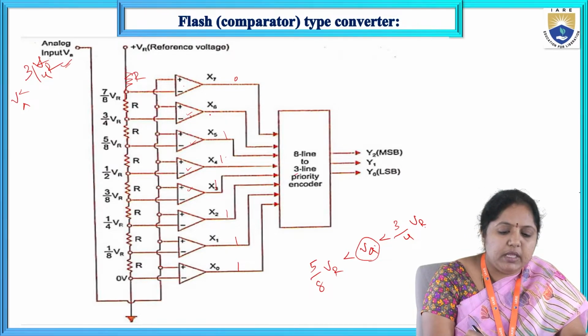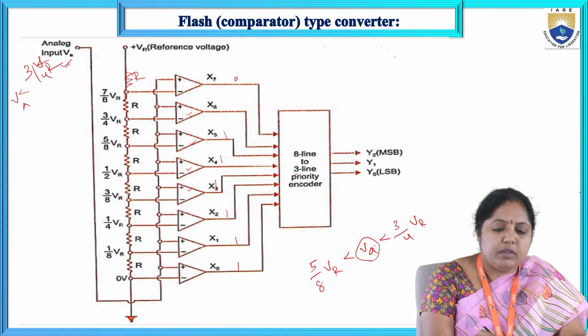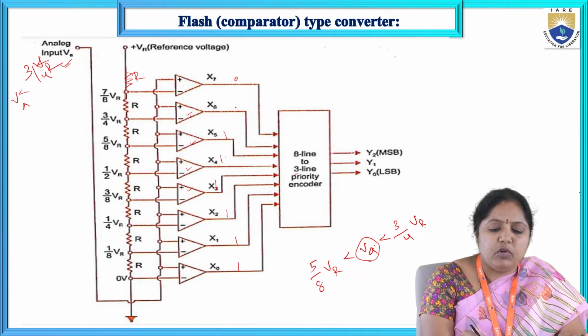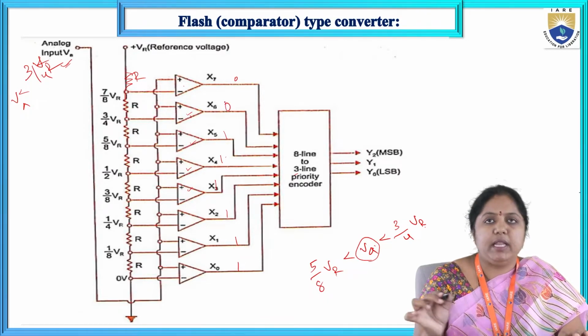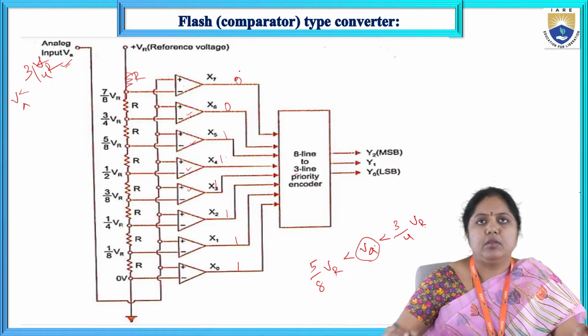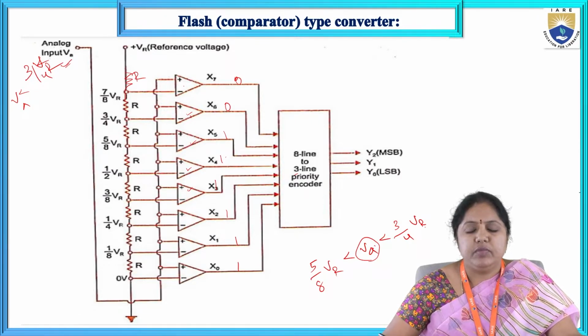And coming to this one, here the VA value is less than 3 by 4th VR. I have given the analog input voltage less than 3 by 4th VR, but the reference voltage value is 3 by 4th into VR. At that time, what is the output I will get? The output I will get here is a logic 0. Similarly, here also logic 0 is the output I will get, because here the negative reference voltage became more than the analog input signal voltage. So that's why I got the output of those comparators as zeros.